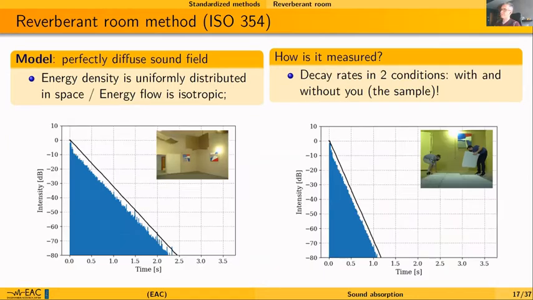So what I mean by measuring two conditions is this: without the material, the decay will be longer, and when we put the material, the decay will be shorter, and then comparing the two situations, we have the absorption, which is standardized and easy to retrieve mathematically. So that's it about the reverberation room.